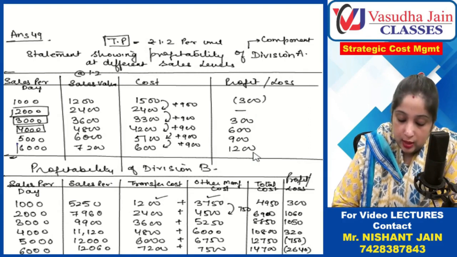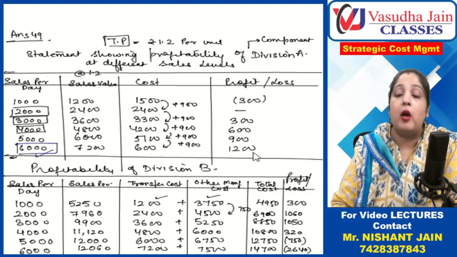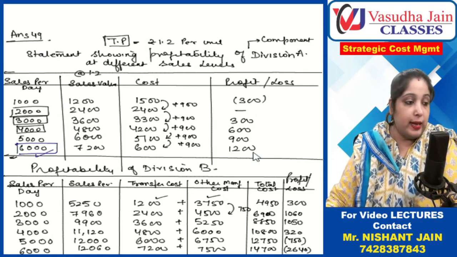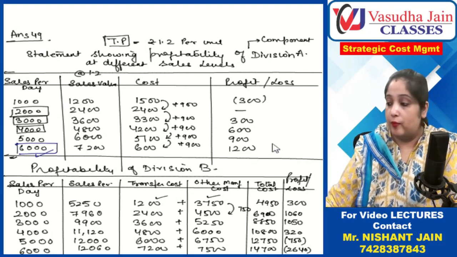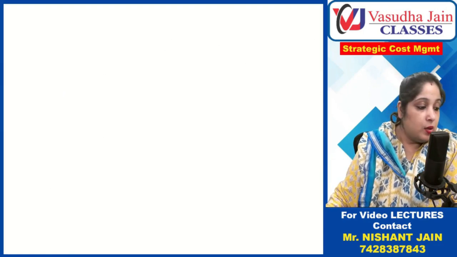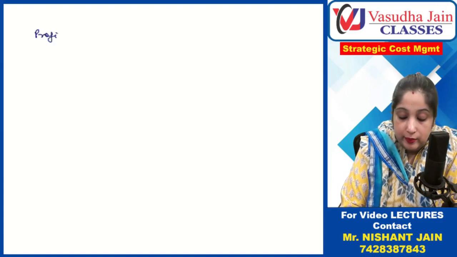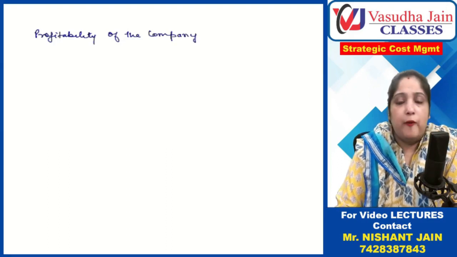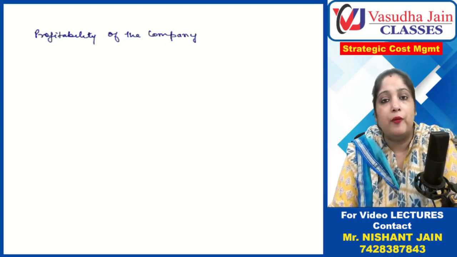Now please observe, division A is making highest profit when? At 6,000 units, right? So let us find out how much is the profit of a company as a whole at 6,000 units. So let me write like this. Profitability of the company as a whole. Profitability of company is nothing. Whatever the profit of division A and B together is the profit of company as a whole.